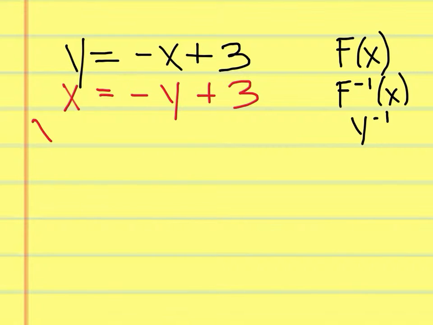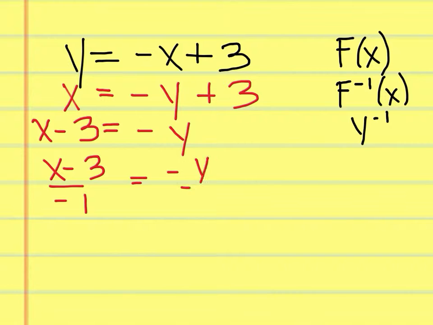So to get the y by itself, we move the plus 3 to the left, change the sign, and the last thing to get the y by itself is to divide both sides by a negative 1 because of the negative y. So that would be a negative x plus 3 equals the inverse of y.